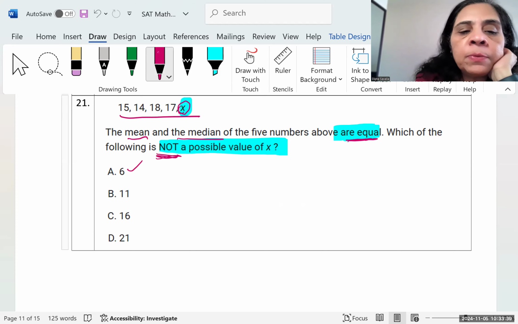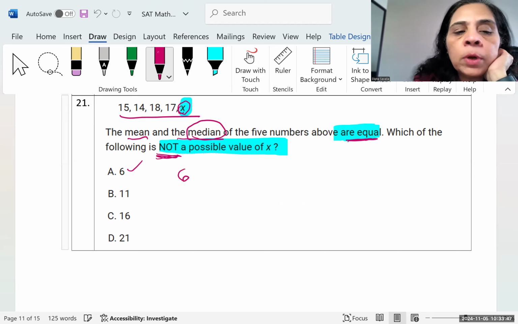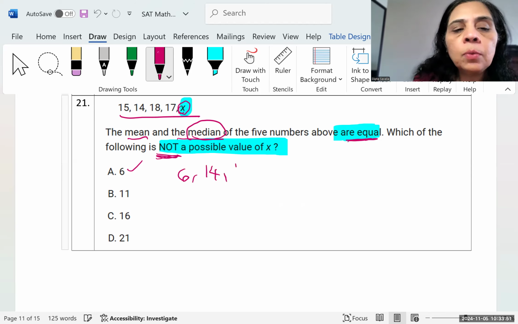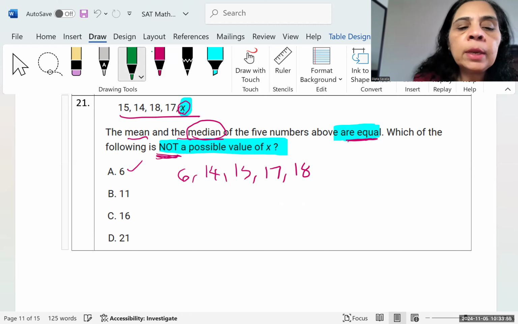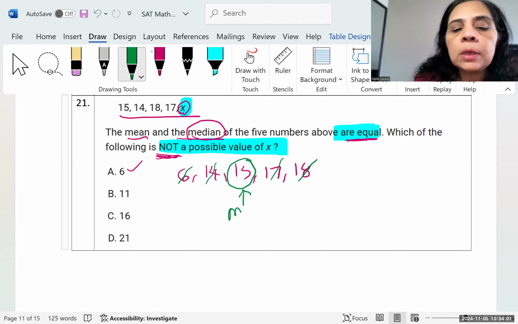So let's see, we have x is 6 and we need to find the median. Let's find the median first. So we will write the numbers in order: 6, the next highest is 14, 15, 17, and 18. And then we can cross out from both sides. So we can see the median is 15.